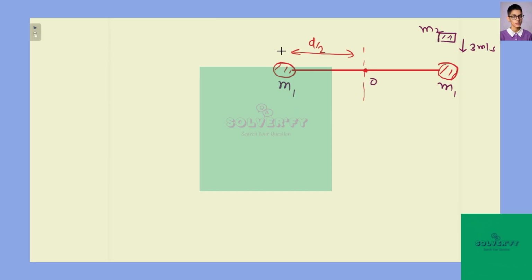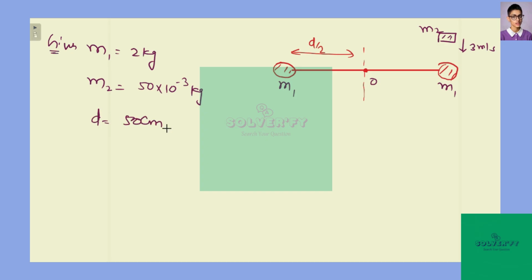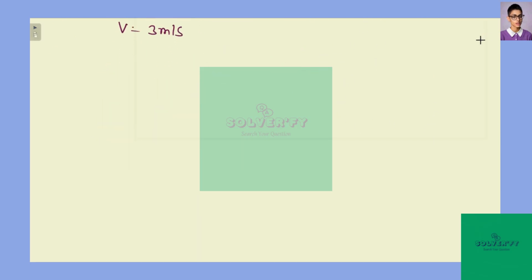Let this point be O. First of all, I'm writing the given data. We have the mass m1 that is 2 kilograms, and the mass m2 that is 50 grams, or 50 into 10 to the power minus 3 kilograms. The distance d is 50 cm, or 0.5 meters, and the speed v is 3 meters per second. Now in this problem there is no external force, so momentum is conserved.